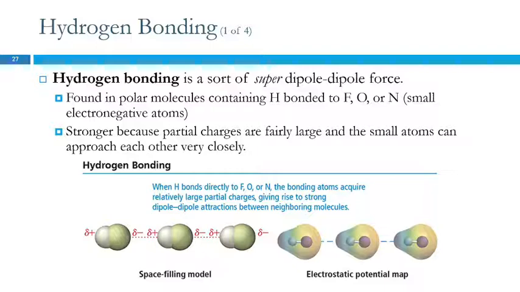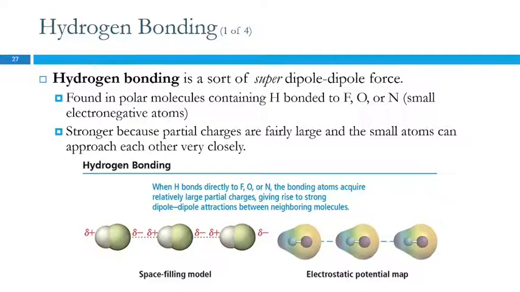The third intermolecular force is called hydrogen bonding. Hydrogen bonding really is a dipole-dipole force, but it's extra strong. So we could call it super dipole-dipole force. It's found in polar molecules, but only certain polar molecules, ones that have hydrogen bonded to fluorine, oxygen, or nitrogen. And these are significant because they are small atoms and they are highly electronegative.